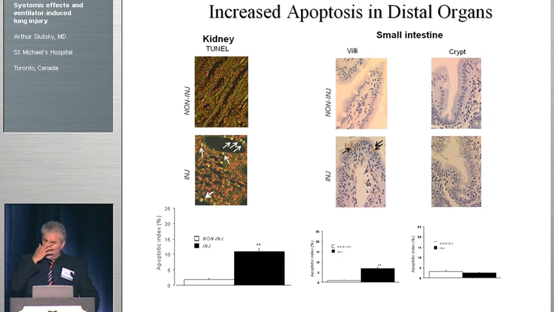The gut is an interesting one because it's been suggested that the gut may be the source of systemic inflammatory response with translocation of bacteria. Here's a mechanism by which mechanical ventilation could amplify that. If you have ventilator-induced lung injury causing release of mediators, causing increased apoptosis in the gut, that might make it easier for translocation to occur, which might be another mechanism to cause systemic inflammatory response syndrome in MODS.